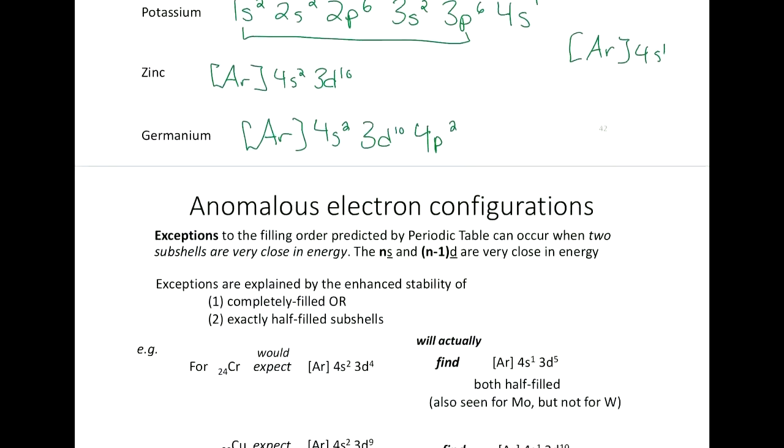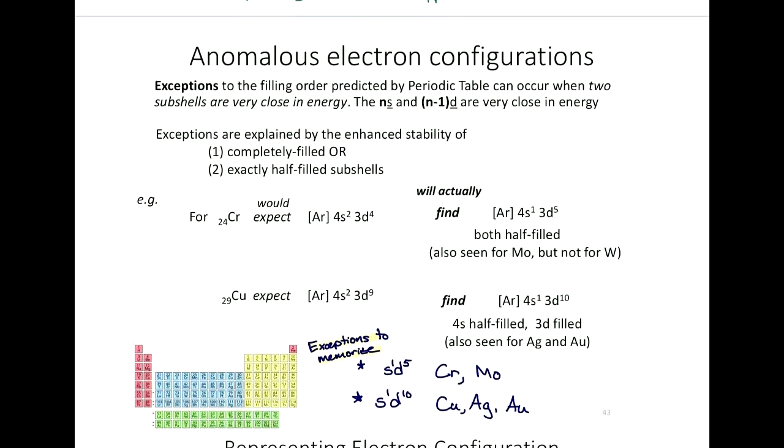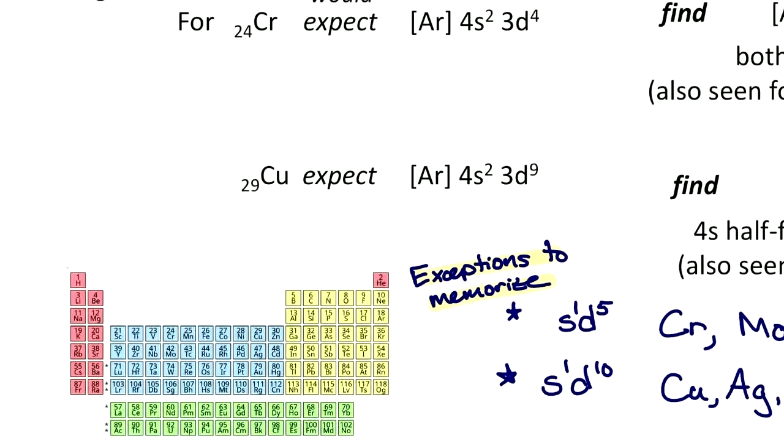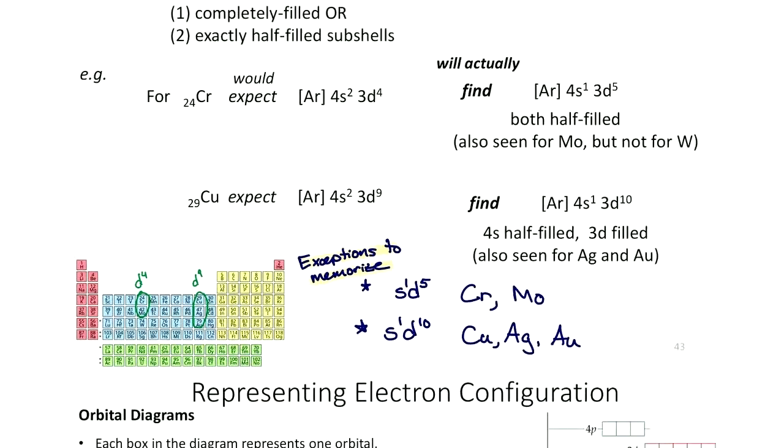All right, so let's look at some anomalous electron configurations. We just did most of the predictable ones. There's a couple of anomalous electron configurations, meaning the work we just did doesn't work for some of the elements. Those elements are chromium and molybdenum, and then copper, silver, and gold. So these are our d4 elements and d9 elements. There's some weird stuff that happens when we're just on the cusp of half-filled and fully filled d subshells.